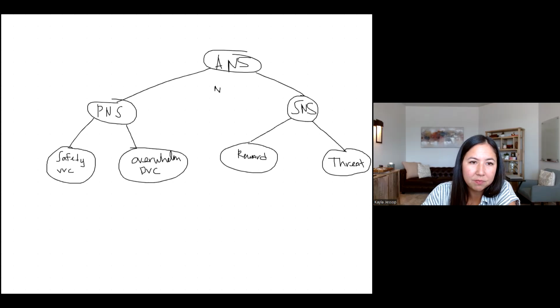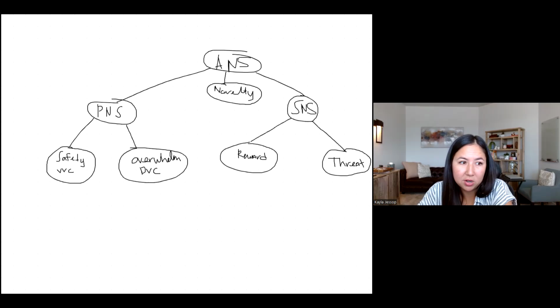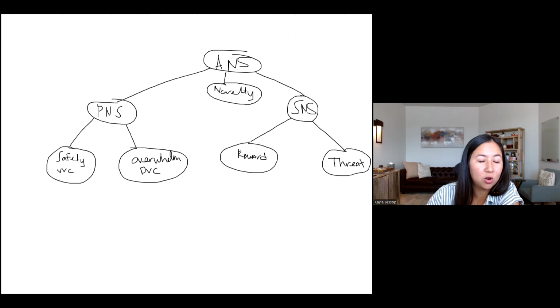Novelty, I'll put up here. Novelty is this place where everything freezes for a moment. We're assessing the situation to determine whether we're going to go into threat or safety or reward or overwhelm. It's just milliseconds, right? There are 1,000 milliseconds in 1 second. So this is happening very quickly.